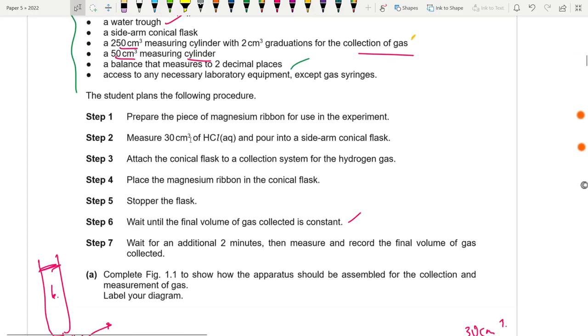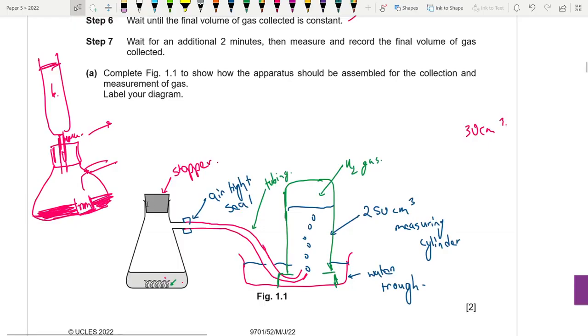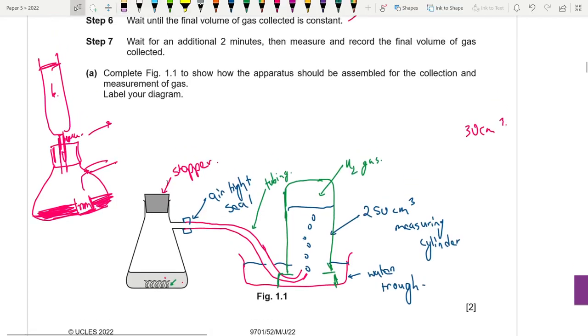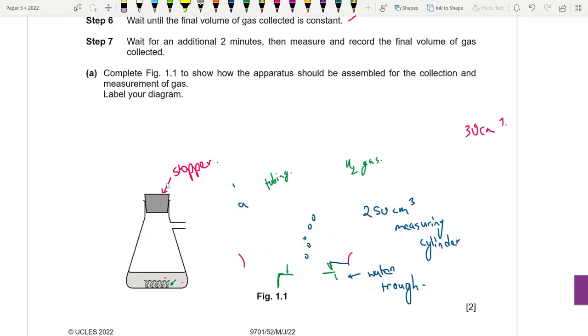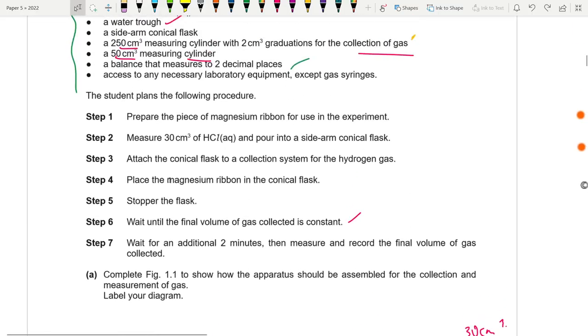So the student plans the following procedure. Prepare the piece of magnesium ribbon for use in the experiment. Measure 30 cm cube of HCl and pour it into the sidearm conical flask. This is what a sidearm conical flask looks like. Okay, so this is what you're given in the question. Nothing else, yeah? So this is a sidearm conical flask with a stopper. So we measure 30 cm cube of HCl and pour it into the sidearm. Then we attach the conical flask to a collection system for hydrogen gas.